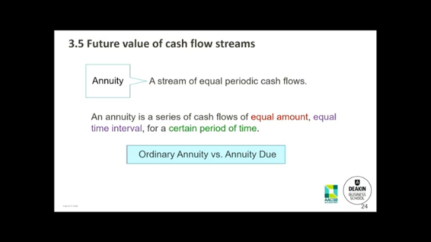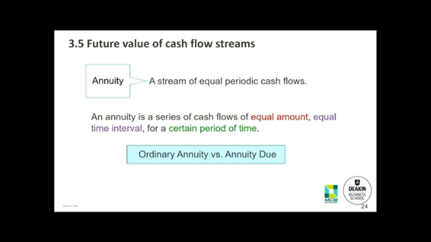Okay. So this is an annuity definition. An annuity is a series of cash flows of equal amount, equal time interval for a certain period of time. Okay? Certain period of time. Now, ordinary annuity versus annuity due. The last bit of definition before we move to simple examples.